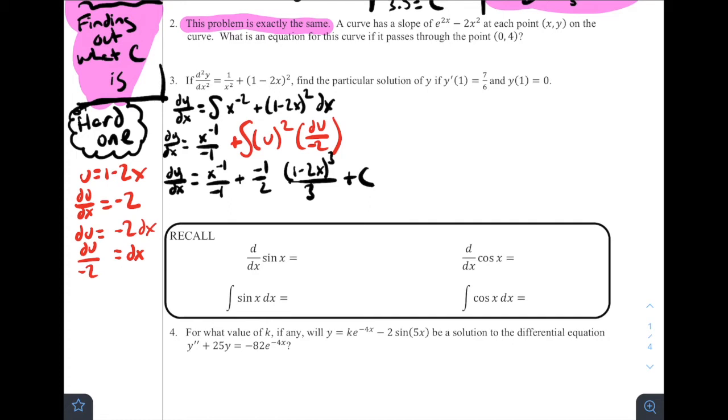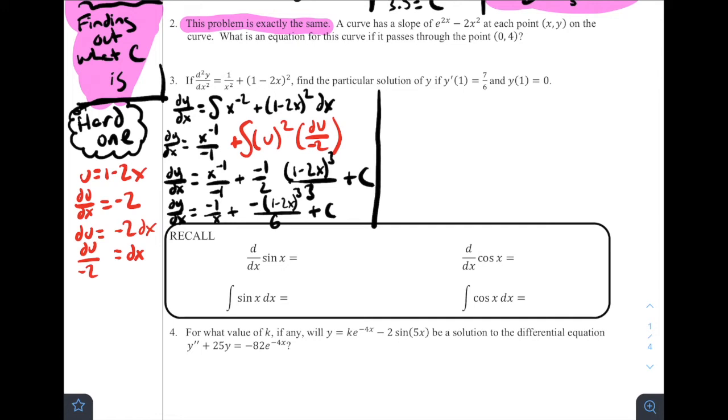So what we can do is we can simplify. We can say, all right, this is dy over dx is equal to, if we were to simplify this x, because it's a negative exponent, it would need to go to the denominator. So this is the same thing as negative 1 over x plus, we've got a negative of this numerator. If we multiply, negative (1 minus 2x) cubed over 2 times 3, which is 6, plus our c.